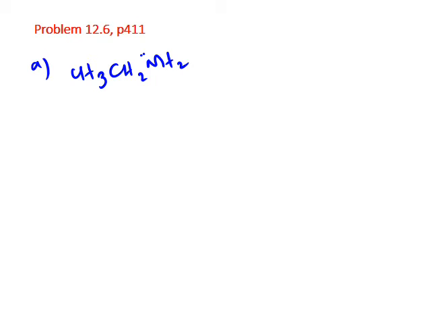Or CH3, CH2, C double bond O, NH2. Again, there is a pair of electrons. Remember, nitrogen would have 3 bonds and a pair of electrons.